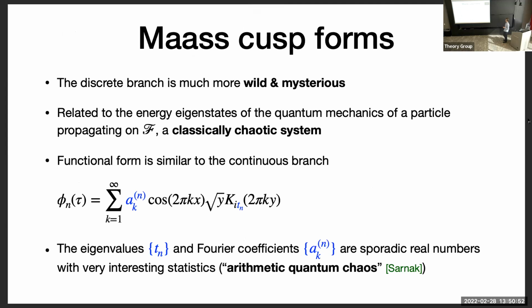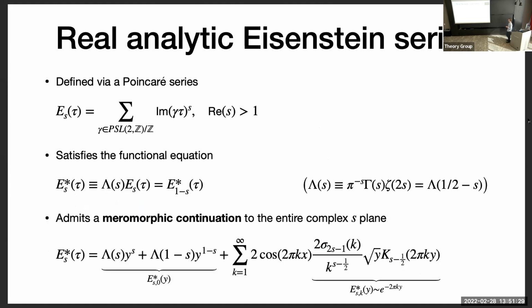Now, this discrete branch is much more wild and mysterious, and they turn out to be related to the energy eigenstates of the quantum mechanics of a particle propagating on the fundamental domain, which is known to be a classically chaotic system. Their functional form is morally very similar to the continuous branch that I just wrote down earlier, with two important differences. First is the absence of a zero mode, so note that the sum here starts at k equals 1, there's no zero mode. And moreover, they decay exponentially at the cusp as you take y to infinity. That was not true for the Eisenstein series. You had the zero mode, which grew polynomially at the cusp.